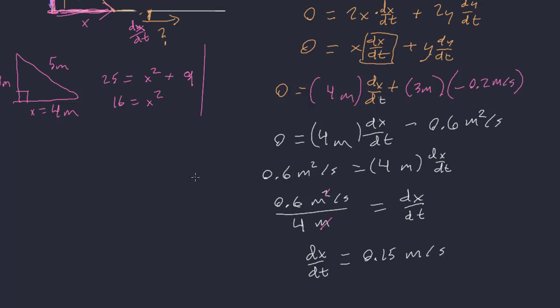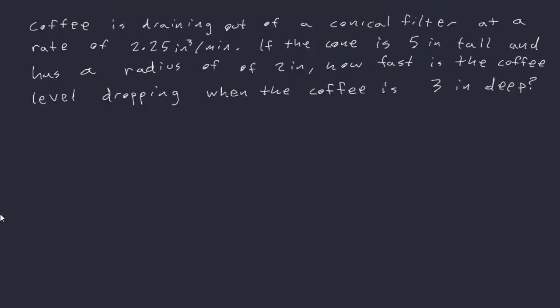All right, so at this moment, the base of the ladder is moving at about 0.15 meters per second. And there we go. Let's take a look at another example. All right, let's say we have a conical coffee filter.